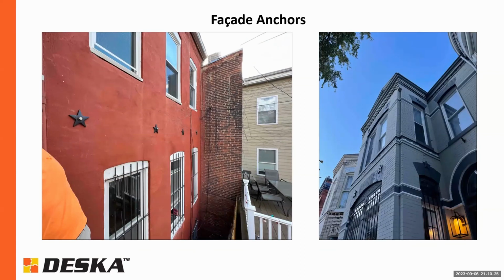And when they begin to bow outward, one of the ways to laterally brace that outward movement is with these facade anchors, which you can see they're stars. They can also be square plates. You've probably seen them all over the place there. While they're sometimes just aesthetic, oftentimes they are not just aesthetic and they are actually a structural repair.